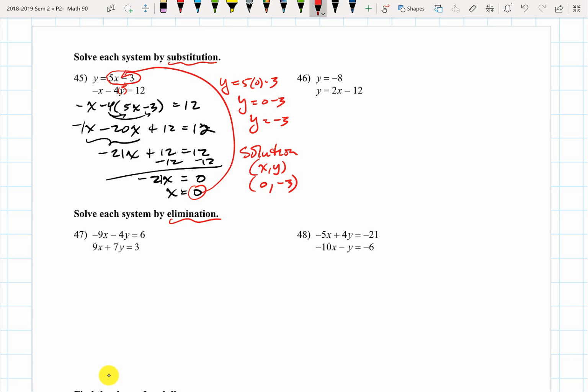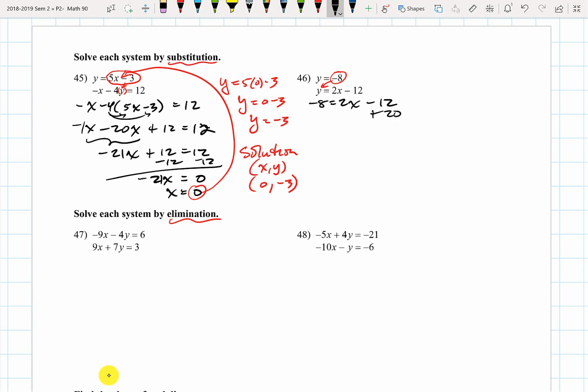And that's how you handle the substitution method. This one right here is even easier because all you have to do is say, hey, we know that y is negative 8 here. So you got negative 8 is equal to 2x minus 12. You got to love it. There's not much to do. You just got to solve for x.